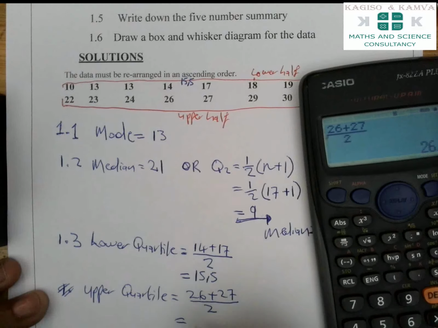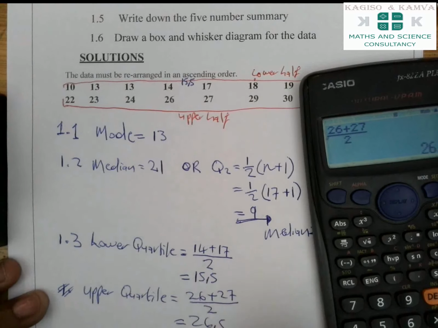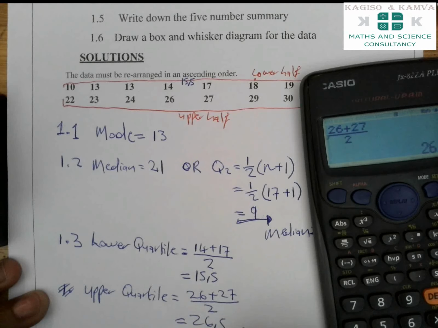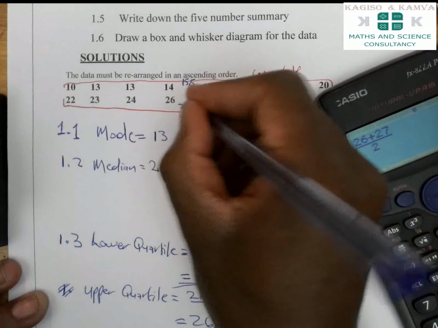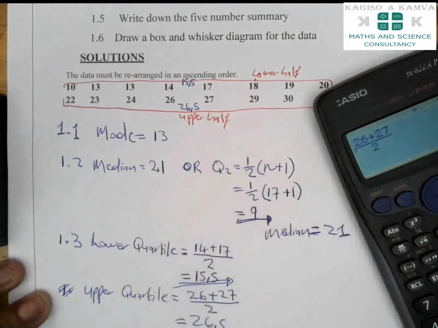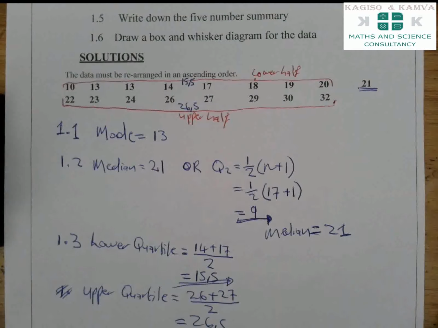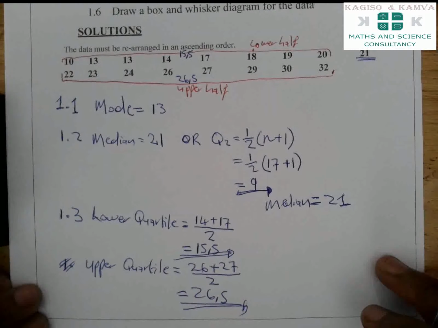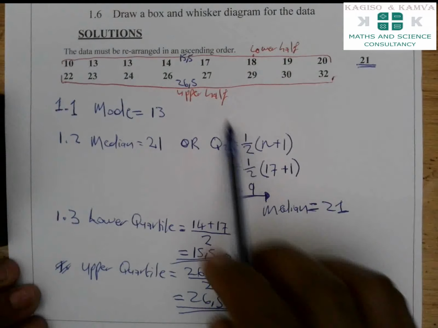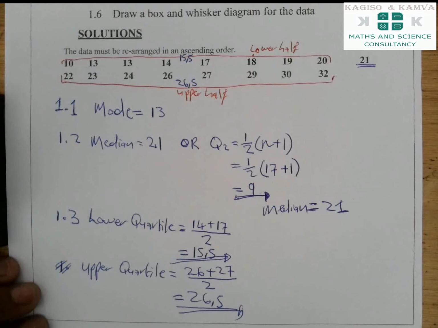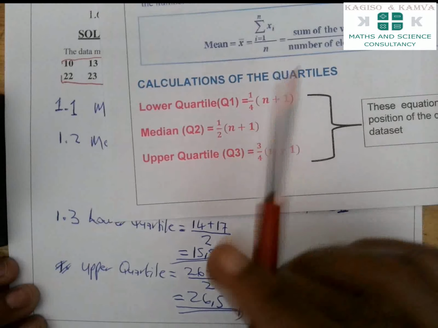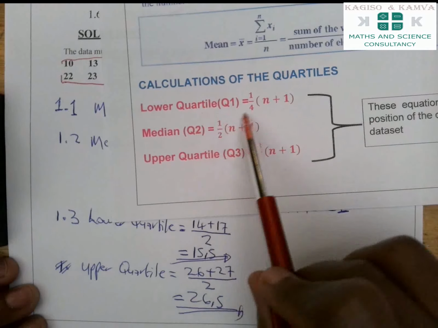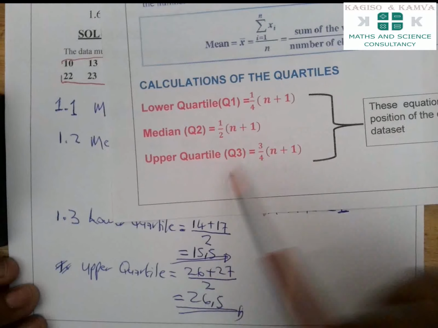We're going to have 26.5. So 26.5 is going to be our upper quartile. Okay, so we could have used the formulas to determine the position of the lower quartile and the position of the upper quartile.